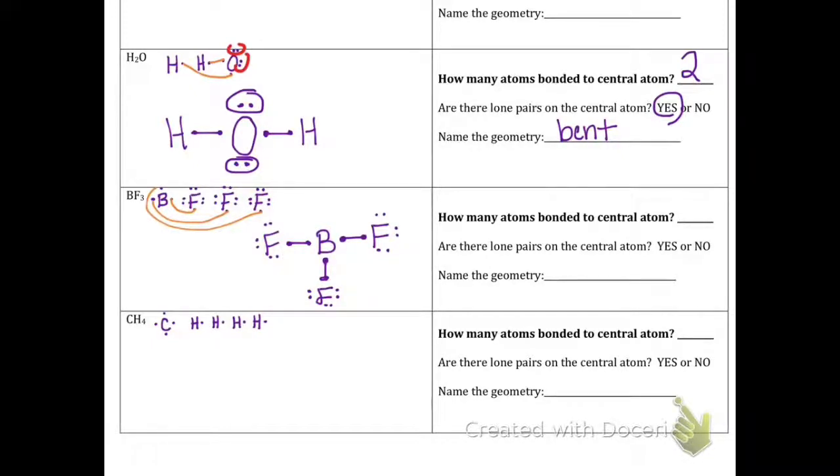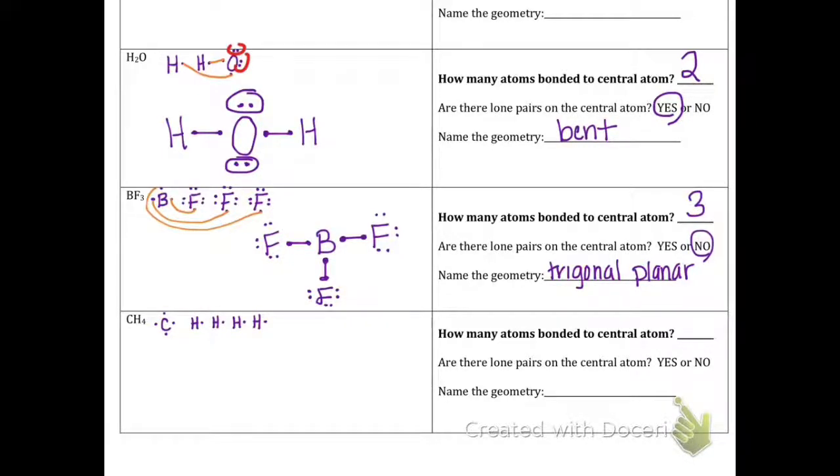Okay, now let's answer our question. Our central atom boron is attached to 3. Boron doesn't have any extra electrons, so the answer is no. 3 tells us that it's trigonal, tri meaning 3, but the no tells us that it's planar. Planar is flat, so it's a flat molecule.